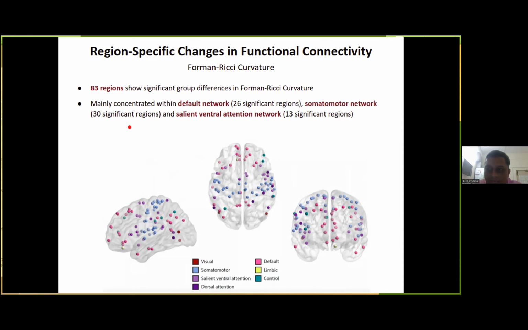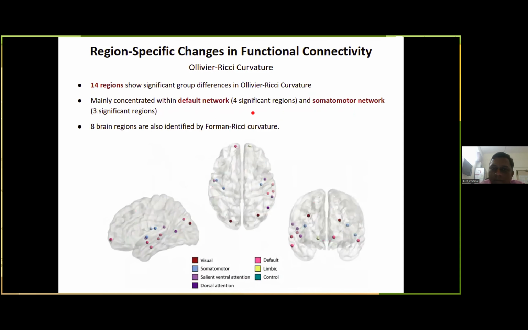The Schaefer Atlas 200 nodes are listed here, and they have been color coded differently in these different views of the brain. And so we find that there are 26 significant in the somatomotor network and 13 in the salient ventral attention network. These are the 3 RSNs, or resting state networks, where you have the majority of the nodes which differ. With Ollivier-Ricci curvature, the differences are pronounced in only 14 regions. And of these 14, 4 are in the default network and 3 are in the somatomotor network. And the commonality between Forman and Ollivier-Ricci curvature is only 8 brain regions.